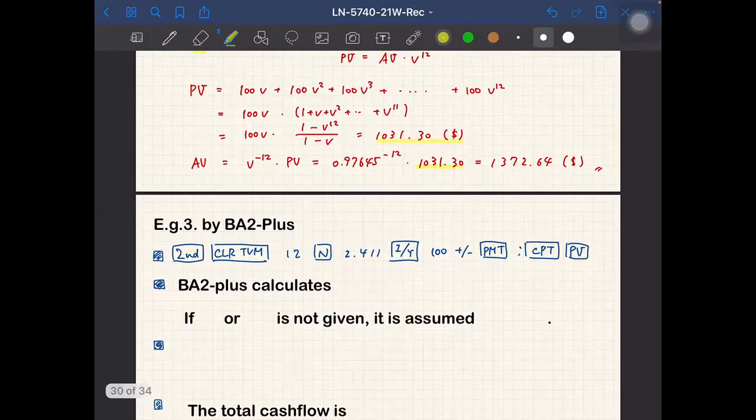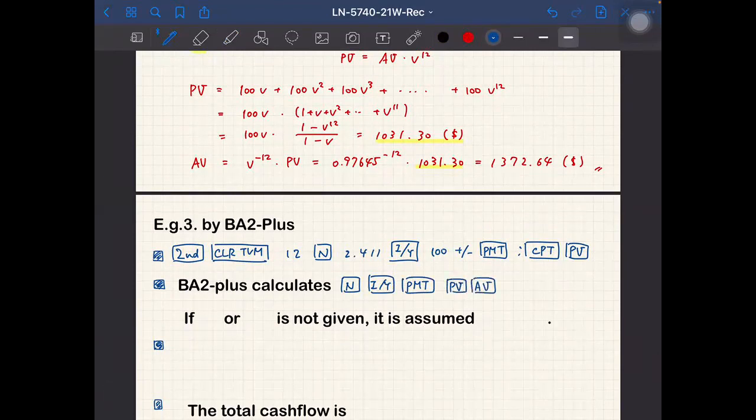Basically, we have 5 keys in the third line of this BA II Plus, and this TVM function calculates one of these quantities if the other four are given: number of years, interest rate, payment amount, present value, and accumulated value. But if the PV or accumulated value FV, future value, is not given, it is assumed to be 0.